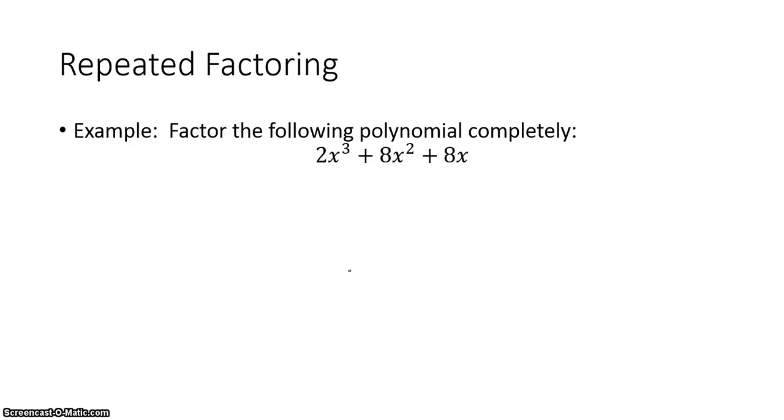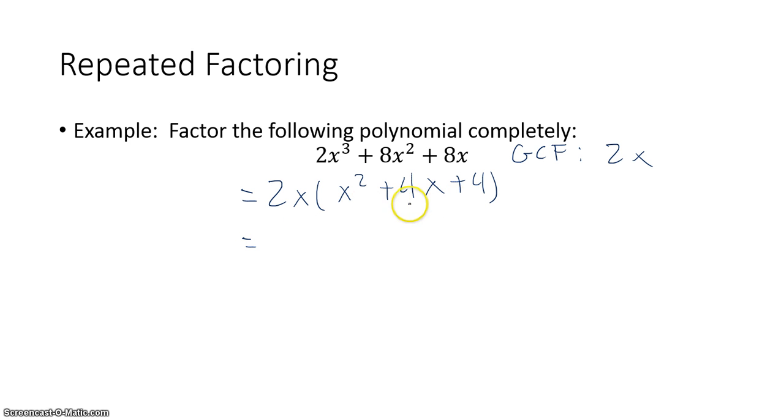So let's do some repeated factoring, and let's talk about our steps for how to factor a polynomial that we're given. Remember, step one, GCF. It's pretty clear in this one that our GCF is going to be 2x. So first, factor out a 2x, leaving me with x squared plus 4x plus 4.